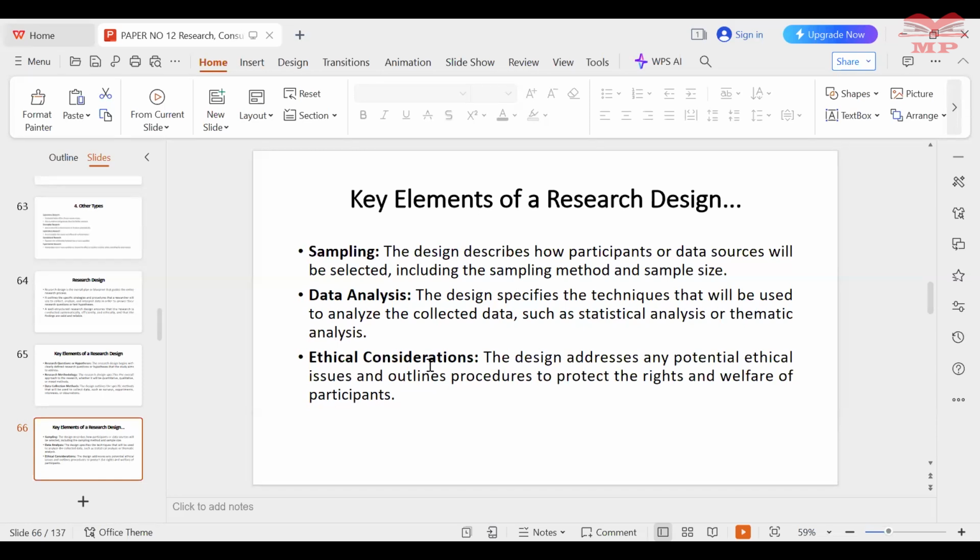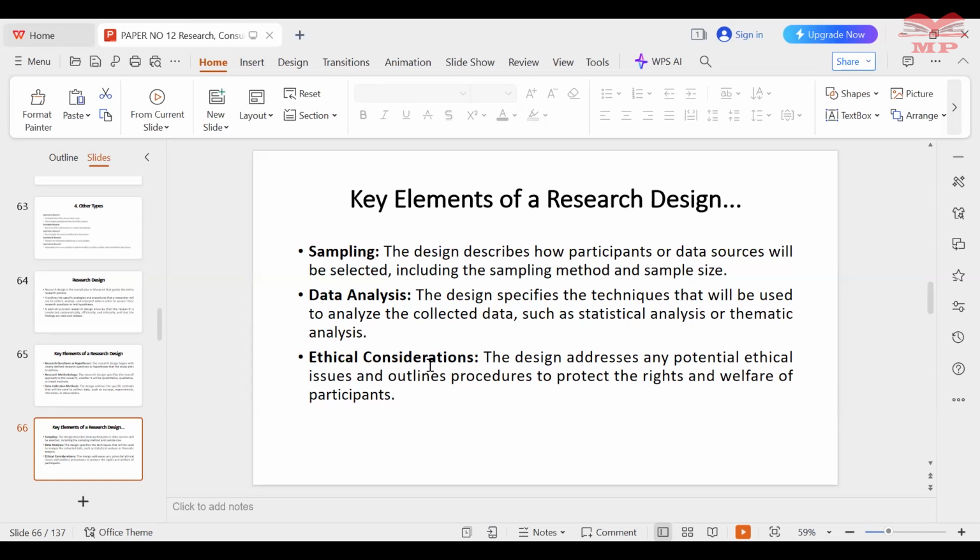Then there is the aspect of data analysis. For the kind of data that the researcher has or intends to use, it's important to have specified techniques that will be used to analyze that data. You may have very good data, but if you do not have a proper way of how to analyze that data, maybe statistical analysis, thematic, or content analysis, then that data may not yield the desired results to answer the questions being asked, or test the hypotheses being tested in a research process. Then there is the aspect of ethical consideration.